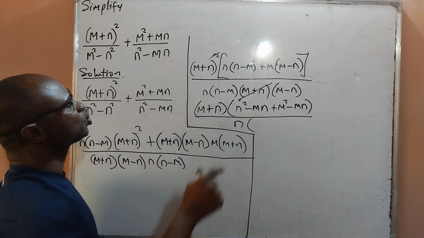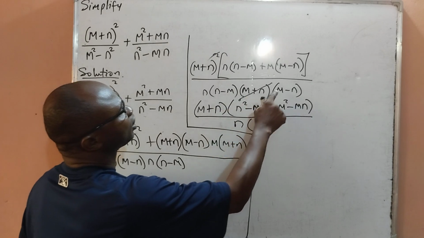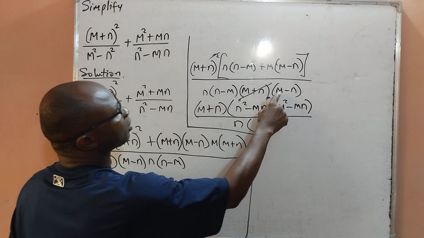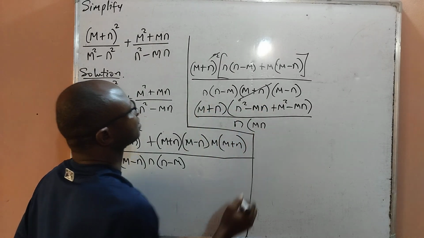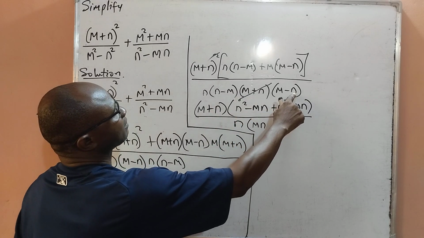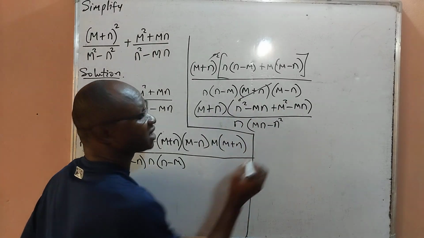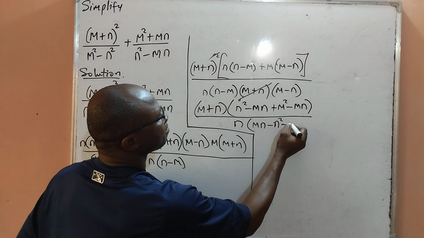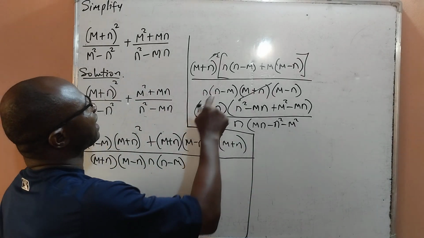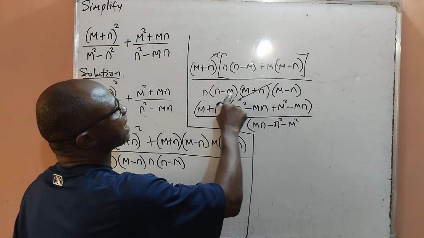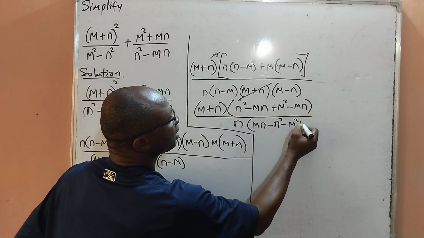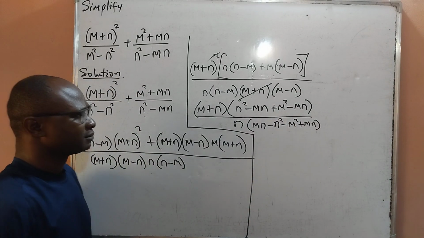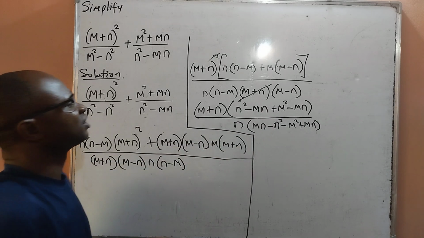Then I will also multiply n minus m with m minus n. Therefore, n multiplied by m will give me mn. Also, n multiplied by minus n will give me minus n squared. Very good. Minus m multiplied by m will give me minus m squared. Finally, minus m multiplied by minus n will give me plus mn. This is what I have at the denominator.